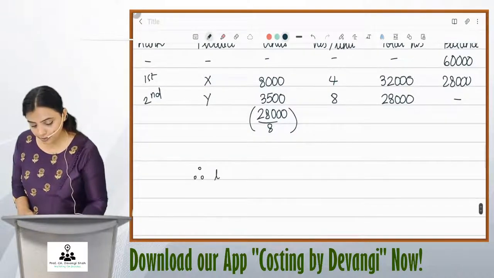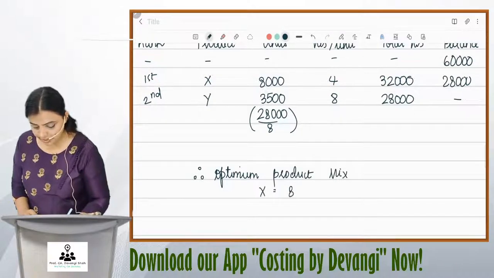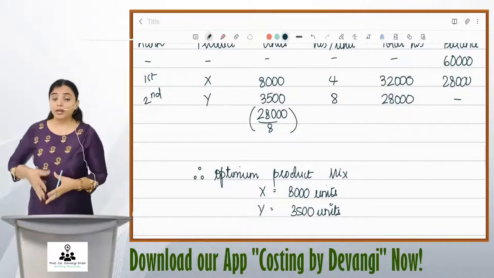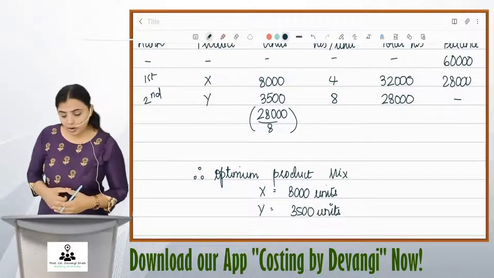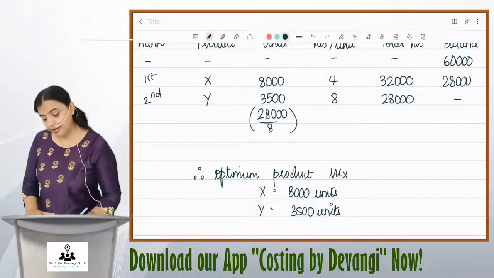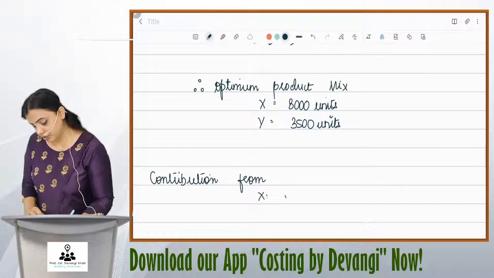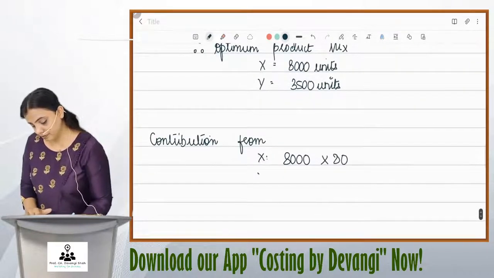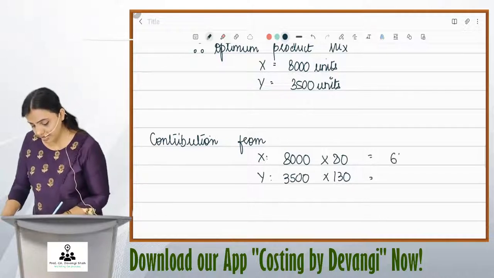Let's write it. Therefore, optimum product mix X 8,000 units and Y 3,500. Okay, so this is the optimum production mix you should do given the circumstances that only 60,000 machine hours are available, not beyond that. And now if this is the optimum production mix, the question is asking you what will be the profit then. So directly we'll start with contribution. Friends, what is the contribution that you will earn from X? You'll be making 8,000 units and it gives contribution of 80. Y gives contribution of 130. So you will earn 6,40,000 here.